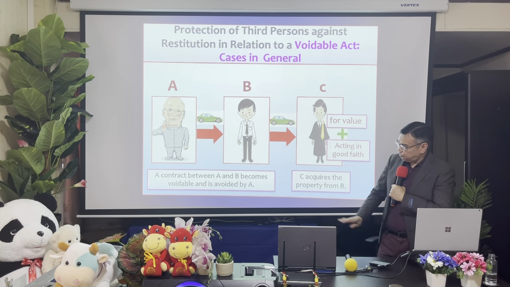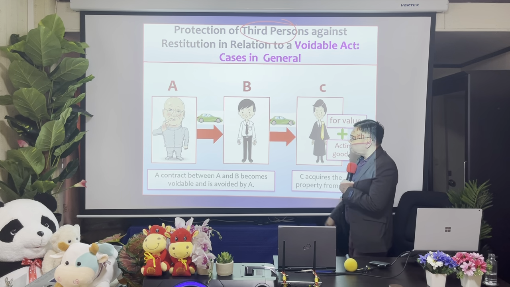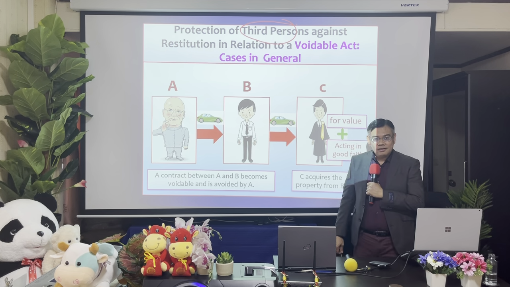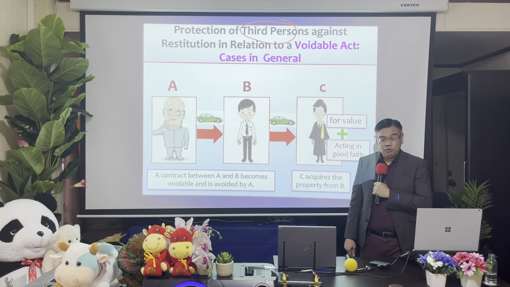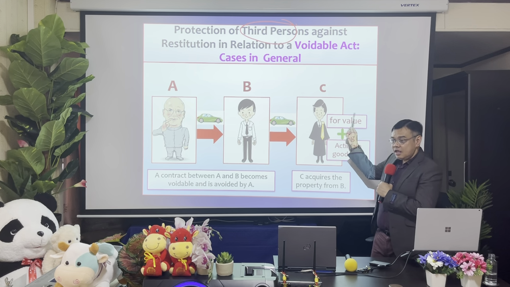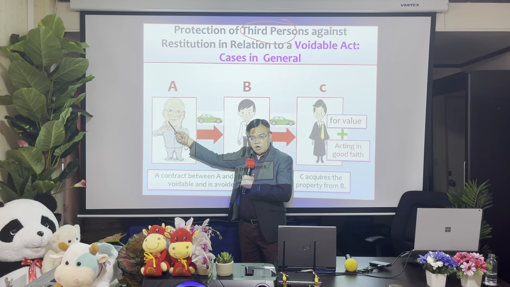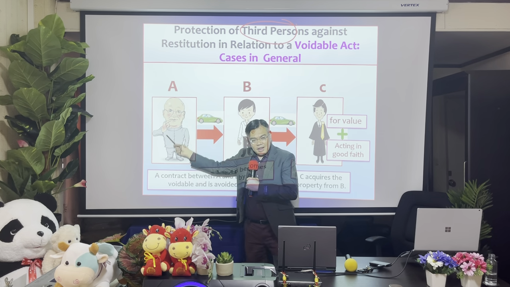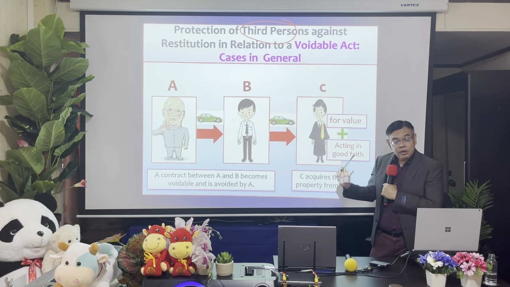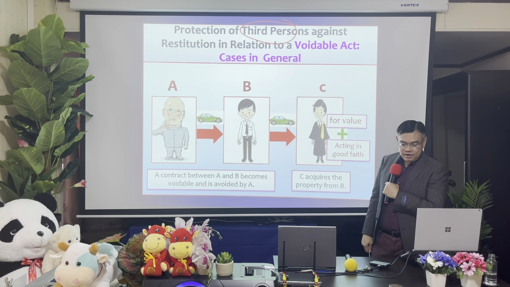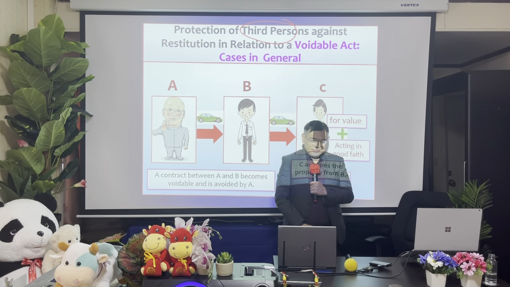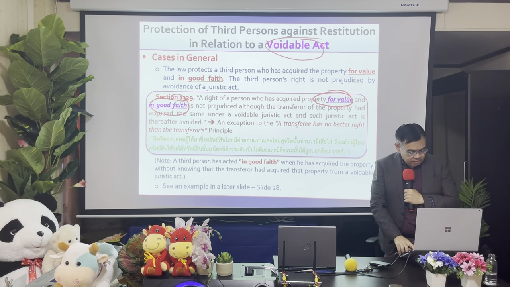So if we have this situation where A sold the car to B under a mistake as to the quality of the property, and then after that, A avoided this contract, but before avoidance, B had sold the car to C. In this case, if C knew nothing about what was going on under the contract between A and B, when C has received the property for value and in good faith, the law protects C, so that there is no restitution. The car does not need to be returned to A. In this case, the law just protects the third person.